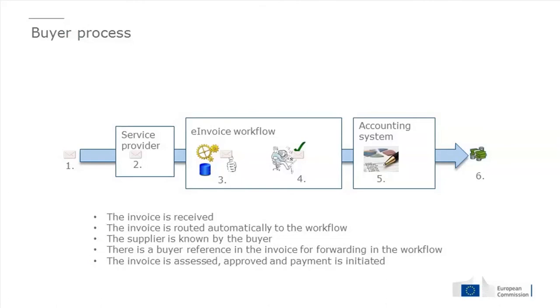Let's say the invoice comes in, it goes through my service provider in this scenario. The service provider is integrated with my eInvoicing workflow, where the invoice is first verified that it's a valid supplier. In this case, it is a valid supplier, so the invoice is also forwarded in the workflow to the person who did the purchase by using this buyer reference. And that person says, okay, I did, this is a valid purchase, I approve this.